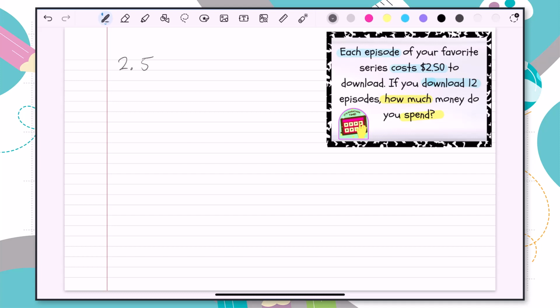Let's multiply 2 and 5/10 times 12. First, I'm going to estimate. We'll round $2.50 to the nearest whole number below it and whole number above it. $2.50 is between the whole numbers of 2 and 3.